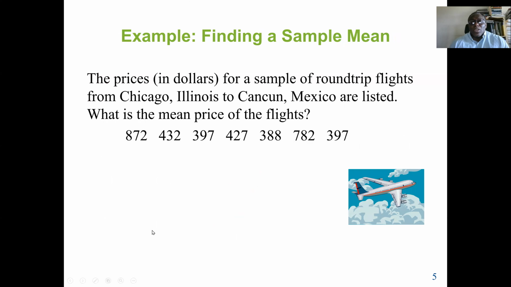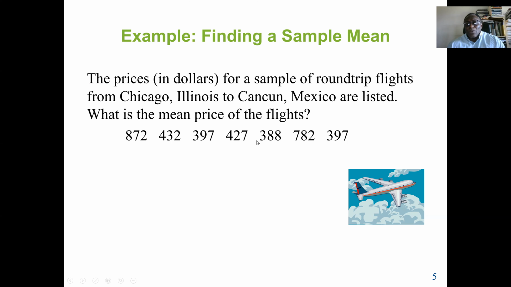So let's see an example here. These prices are in dollars for a sample of round trip flights from Chicago, Illinois to Cancun, Mexico. What is the mean price of the flights? So here we are assuming it's a round trip flight from Chicago to Cancun, Mexico. The first price is $872. Second is $432, $397, $427, $388, $782, $397.